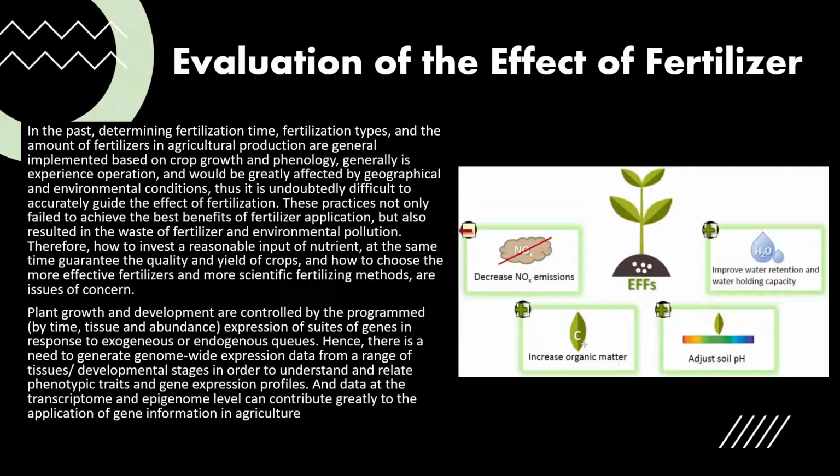Evaluation of the effects of fertilizers. In the past, determining fertilization time, fertilization types, and the amount of fertilizers in agricultural production was based on crop growth and phenology, generally by experience, and would be greatly affected by geographical and environmental conditions. Thus, it is undoubtedly difficult to accurately guide the effect of fertilization. These practices not only failed to achieve the best benefits of fertilizer application but also resulted in the waste of fertilizer and environmental pollution.